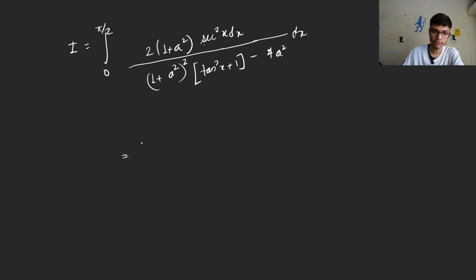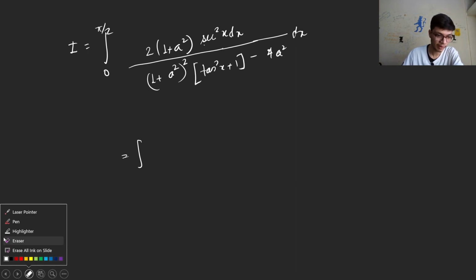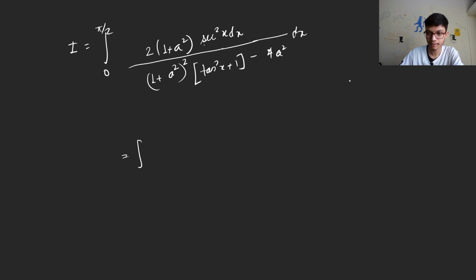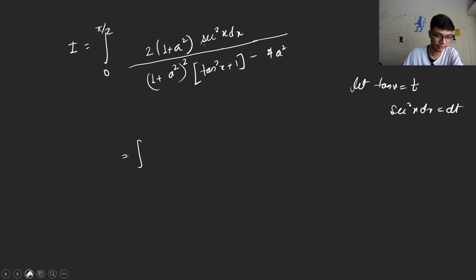Okay, so this I can also simplify as 0 to pi by 2. Let me change the limit of the integration and simplify this. Let us assume that tan x is equal to t, then I can write sec square x dx is equal to dt. So I wrote 2 times dx. Okay, so I already wrote dx.